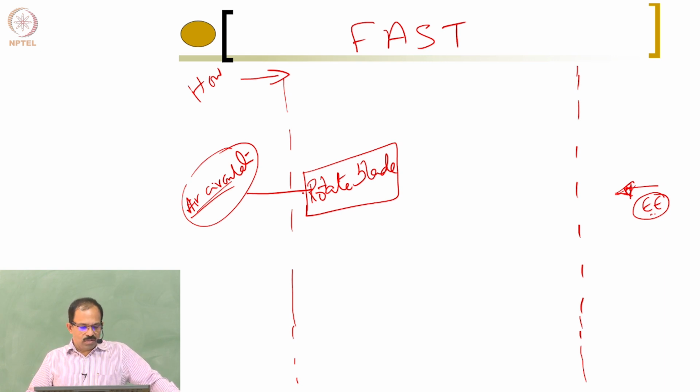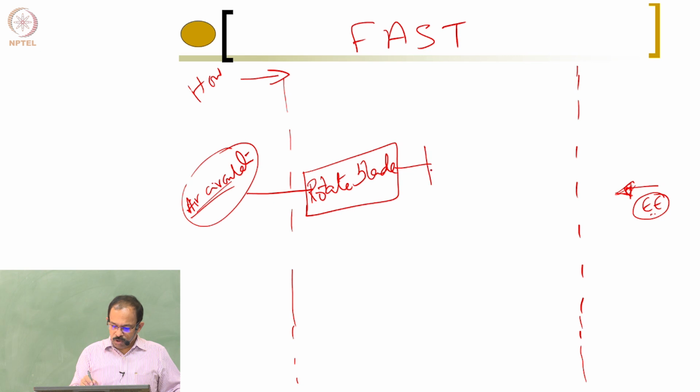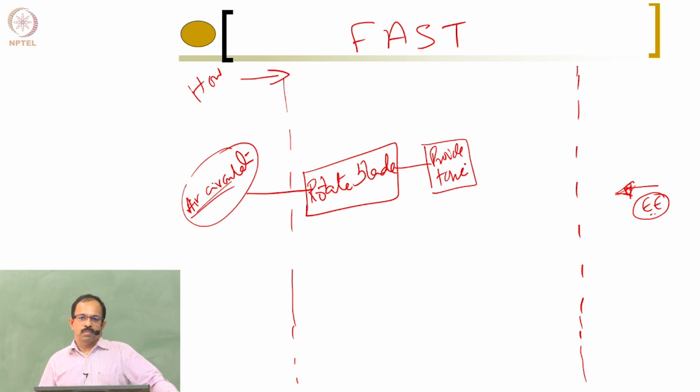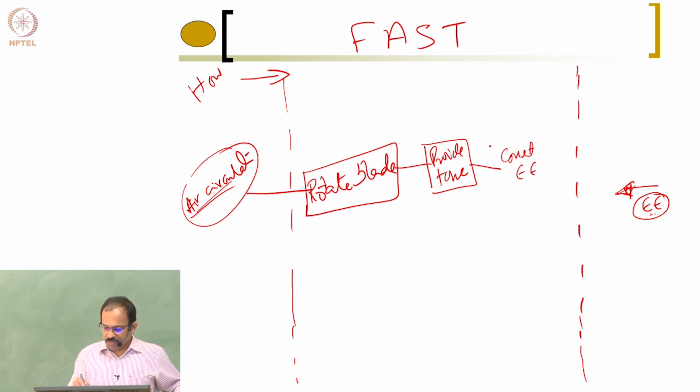Next question is, how to rotate the blade? You provide torque. You can rotate by providing torque to the blade, right? And how do you provide torque? You convert electrical energy. How do you convert electrical energy? Using a motor, right? Okay, so now we have an answer for the product.